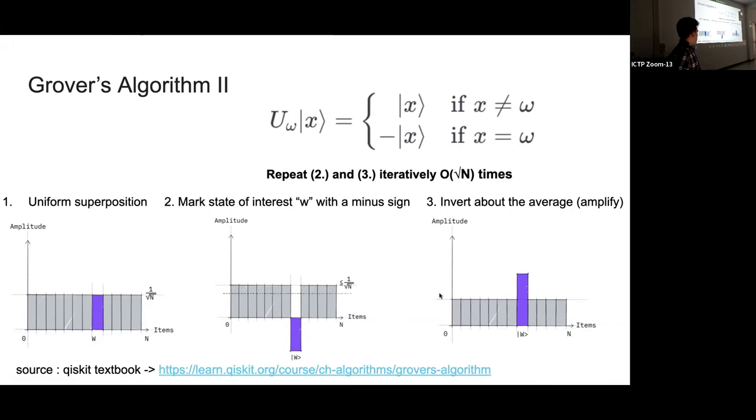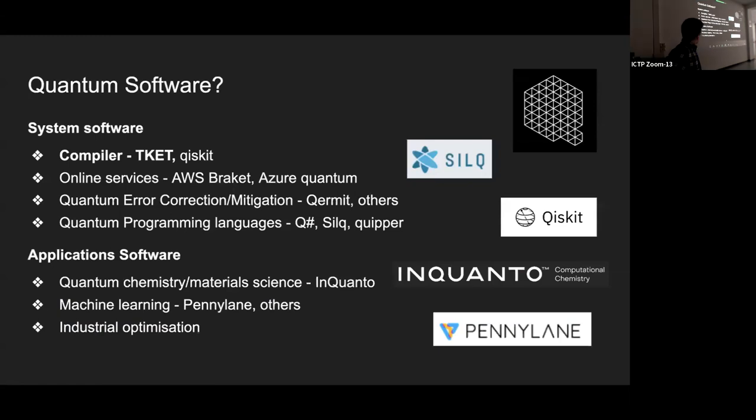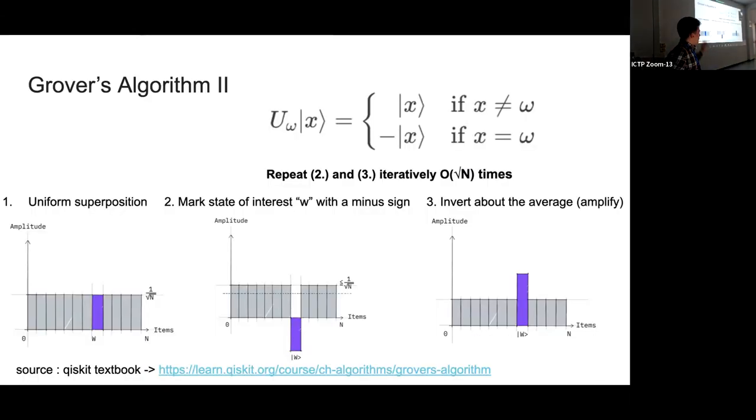Then I perform the next step, which is an inversion around this average line here. This state is then reflected back across the x-axis. If I repeat these two steps over and over again, this basis state is going to get a larger and larger amplitude. So if I measure that state, I will get the right answer with higher probability. That was a very brief overview. I will go into some practical examples a bit later on. If this is a bit unclear, hopefully that's okay.